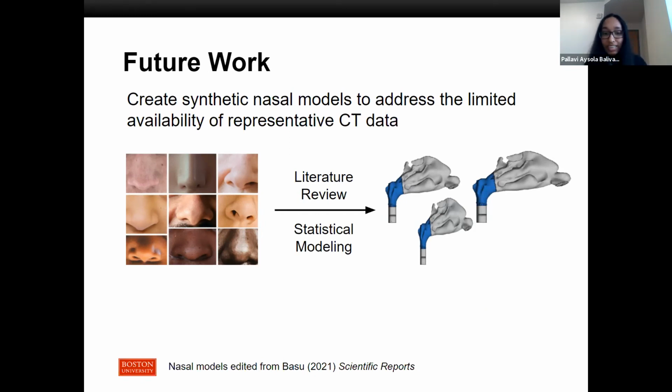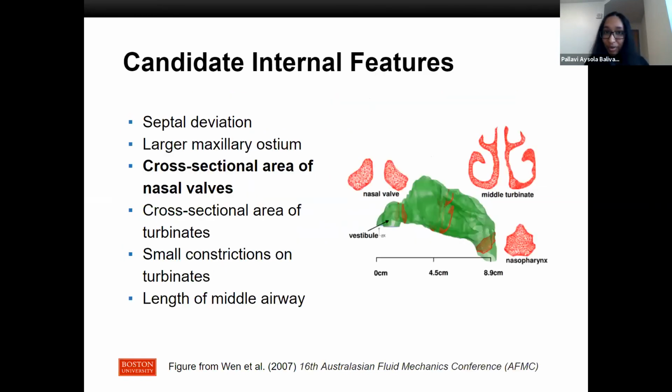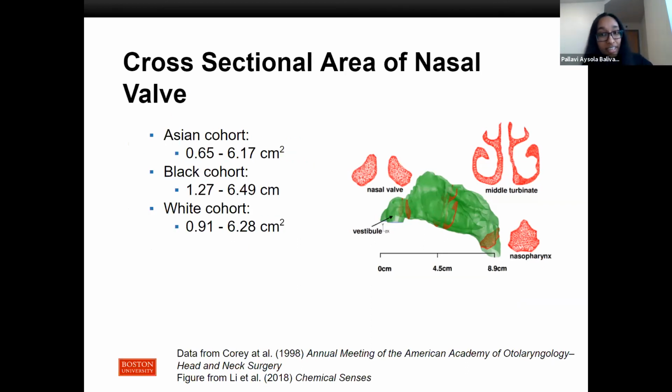And then we would eventually feed these synthetic nasal models back into our workflow to test particle deposition for a larger population. So we started working towards this goal through a really extensive literature review. And we profiled journals ranging from disciplines like biological anthropology to rhinoplasty journals and even modern computational fluid dynamics studies. And so we identified just a few candidate anatomic features. And so I just want to highlight cross-sectional area of the nasal valve, which is marked in this figure. And this is one of the narrowest regions of the nasal cavity and contributes a lot to the resistance to flow.